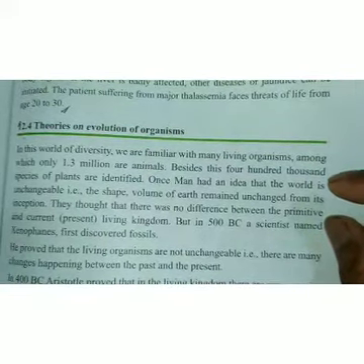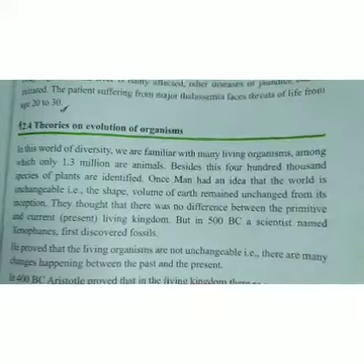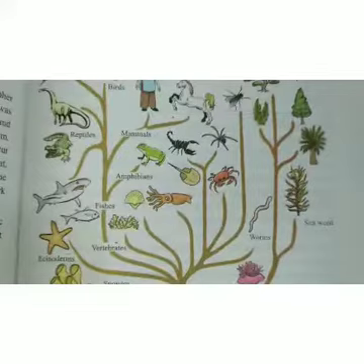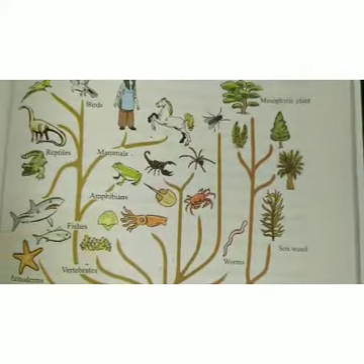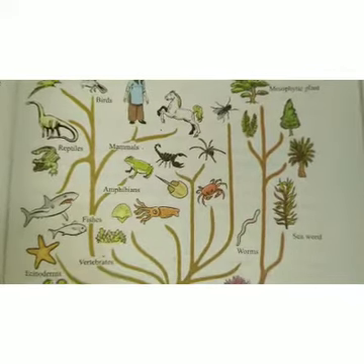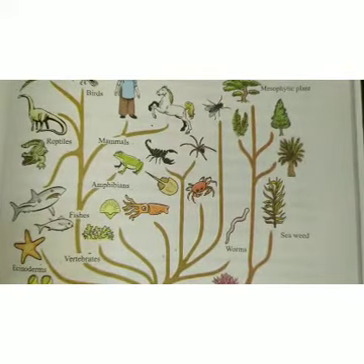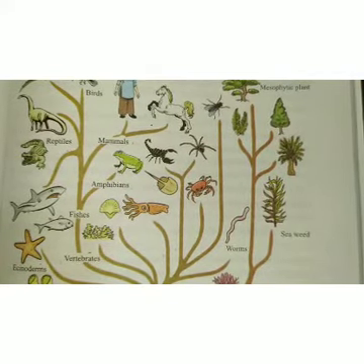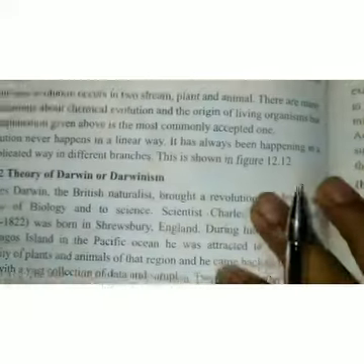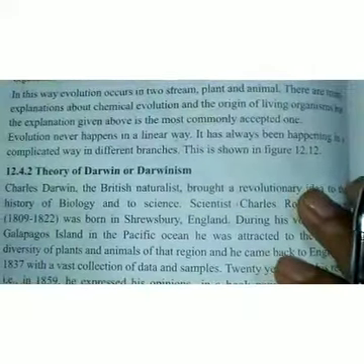theories of evolution of organisms. There is a chart of evolution. It shows that all animals or plants are from protist or protozoans. Then the theory of Darwin or Darwinism.